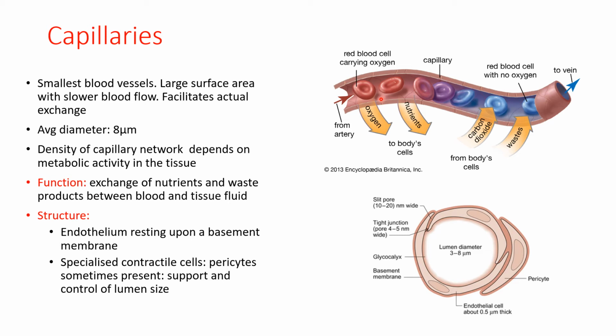The structure of a capillary is basically endothelium resting upon the basement membrane. So there is a single layer of endothelial cells and sometimes outside the basement membrane there are specialized contractile cells which are called pericytes. The pericytes and the endothelial cells share the same basement membrane. These pericytes support and control the size of the lumen of the capillaries.